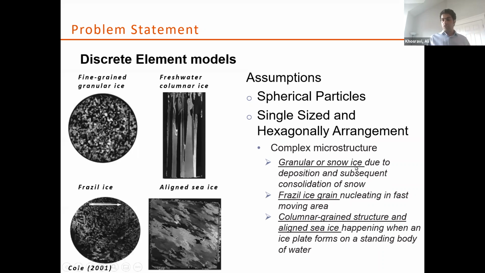We have granular or snow ice due to the deposition and subsequent consolidation of snow. We have fragile ice grains nucleating in fast moving areas, and then we have columnar grain structure and aligned CIS happening when an ice plate forms on a standing body of water. Different arrangements, if not considered in simulations, result again in inaccurate results.